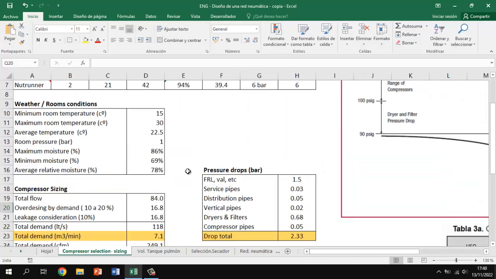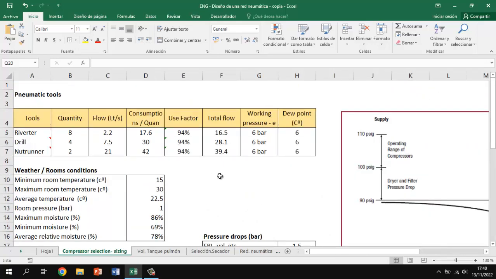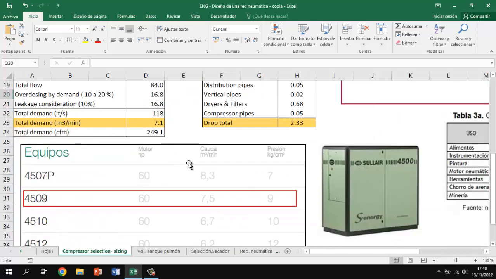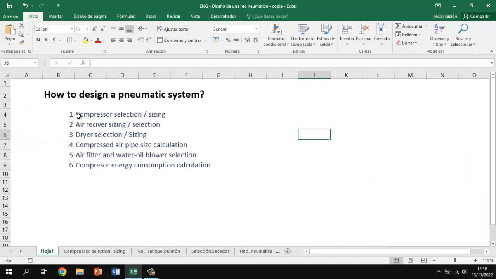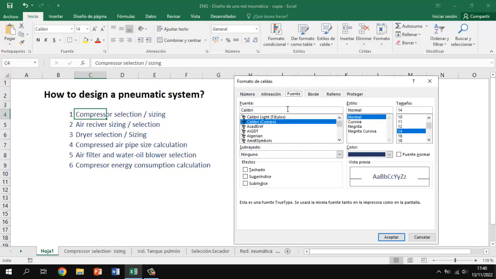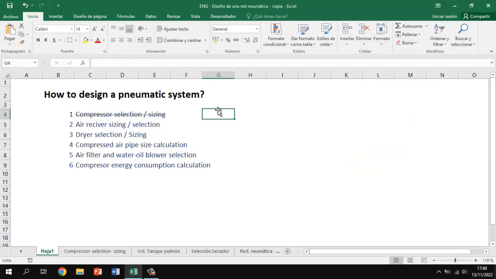So okay, guys, that's all. That's how to select your air compressor. So now we finished the first step, that is the compressor selection or sizing, and consider all that you should consider. The next week we are gonna calculate the air receiver sizing, to have a good consumption of the air, depending on your air demand.